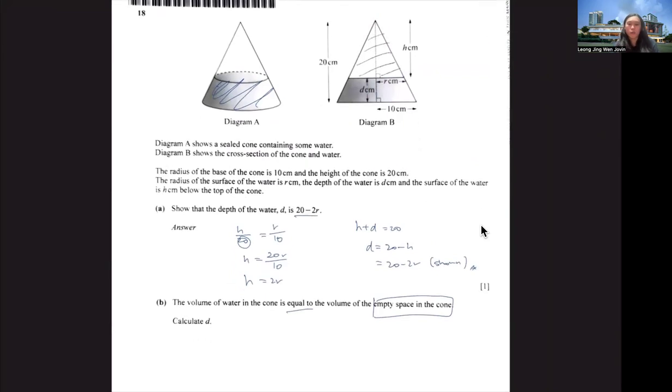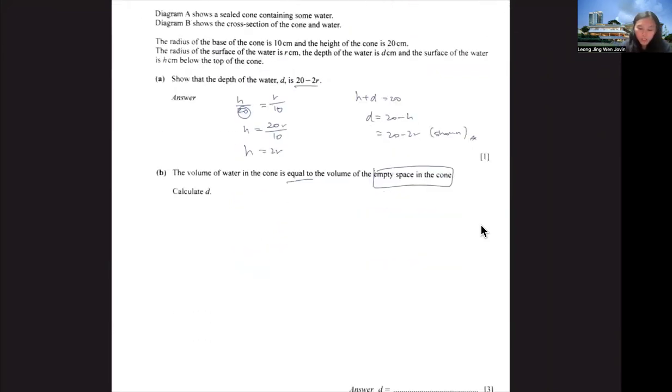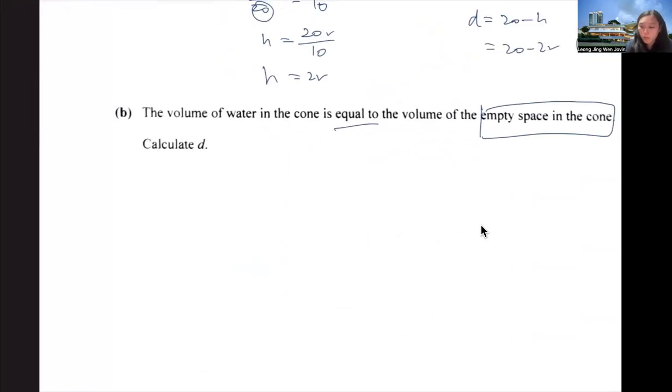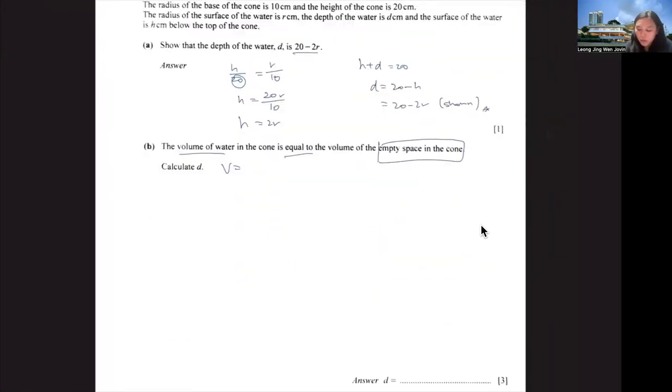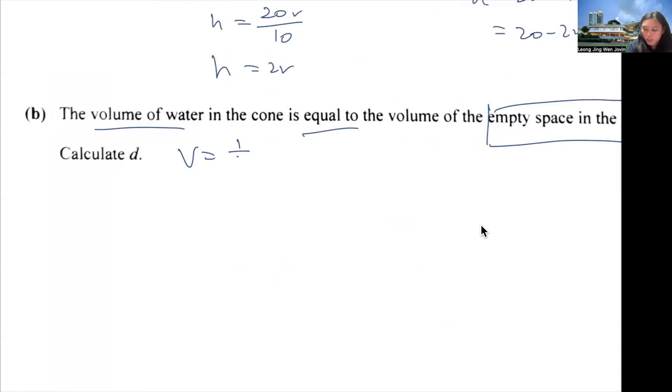And they tell us that the volume is the same. Okay, so what can we do? We have to plug out all our formulas and whatnot, right? So let's just recap a little bit. How do I find volume in a cone, right? Volume in a cone, if you still recall, in your formula sheet, is 1/3 pi r square h.